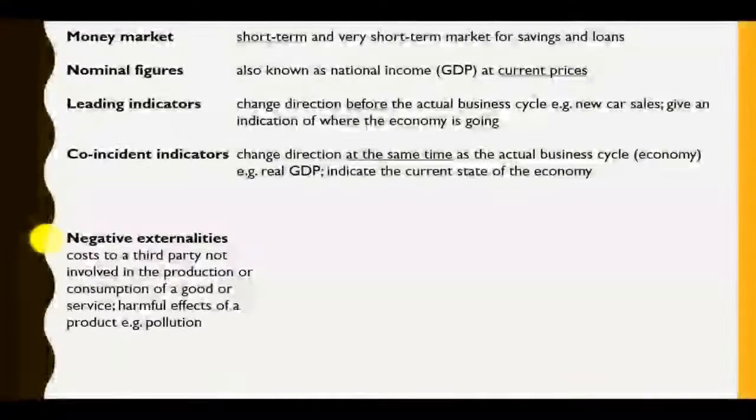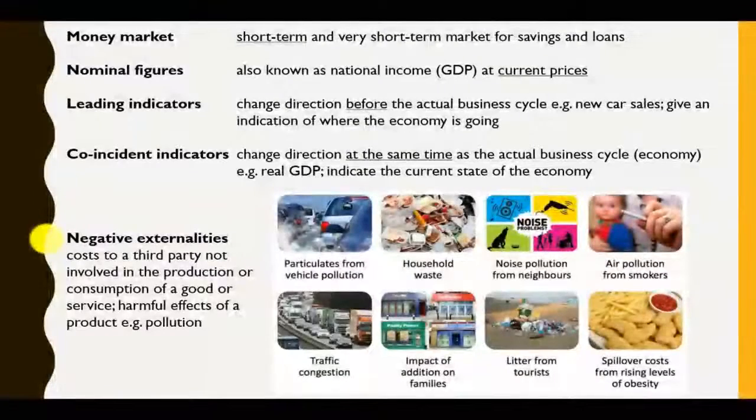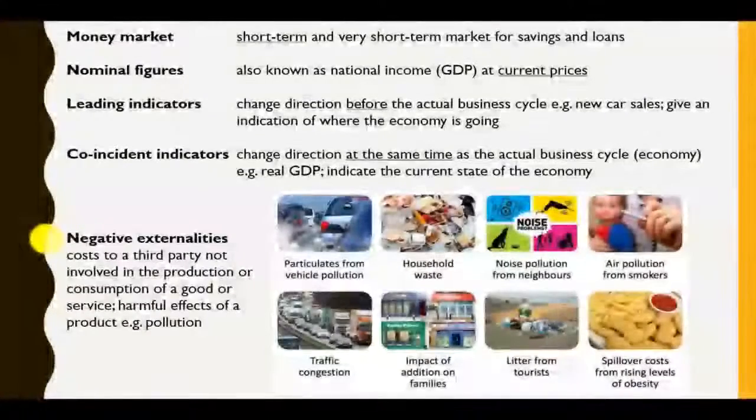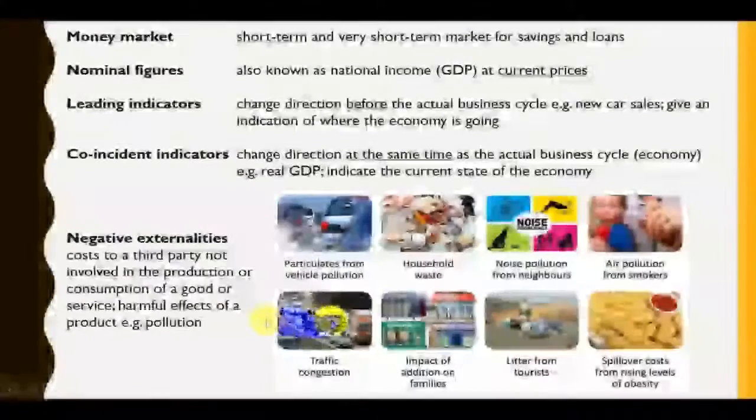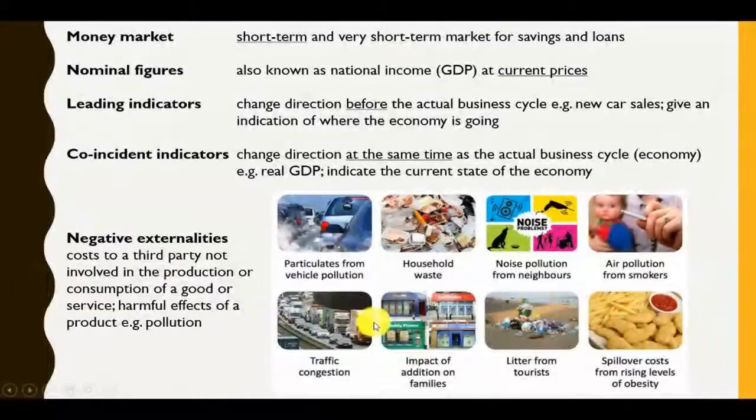So the word we use is cost to a third party, and for a positive externality, the word is benefit. And here are some examples of negative externalities. So we've spoken about pollution, household waste, noise pollution from noisy neighbors. That can affect me negatively. Air pollution from smoking, sitting in traffic, the impact of addiction. So you have a family member who's an addict or who's been to rehab, or you've had to live through that. That has an impact on you.